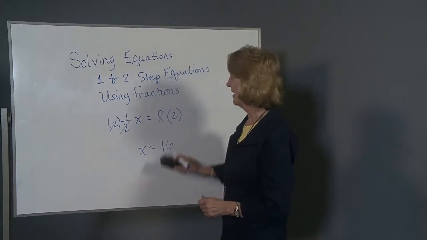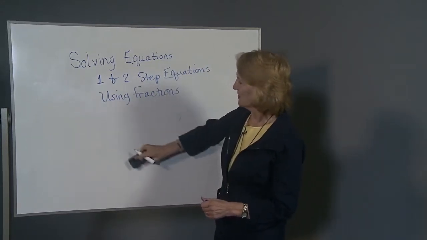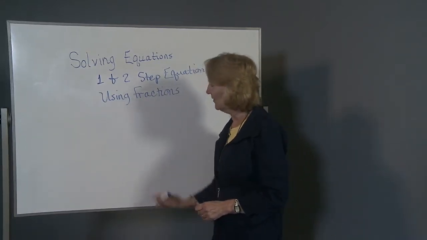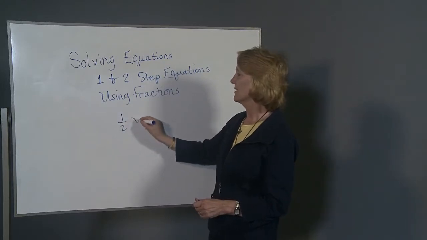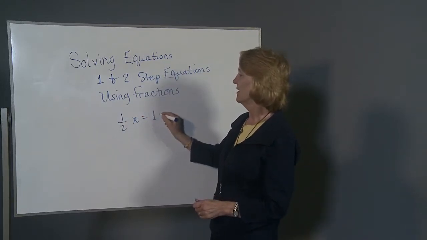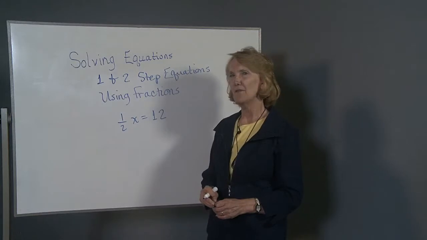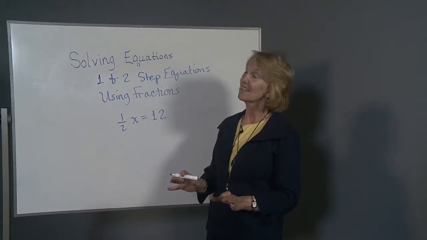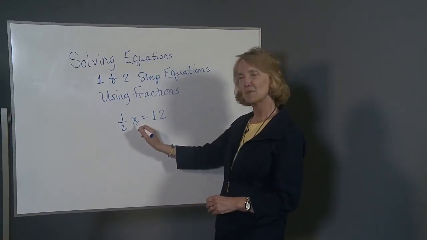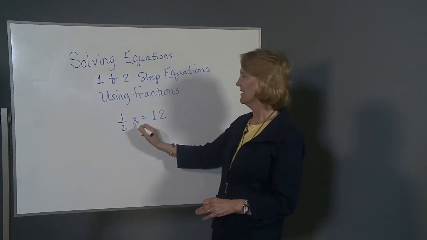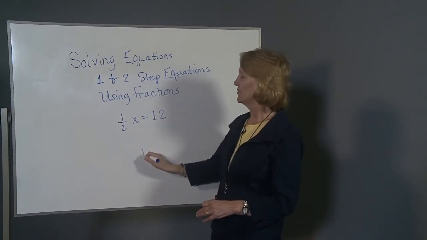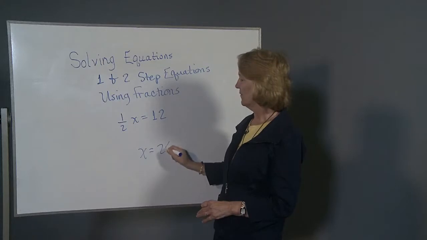Let's do another one. Let's stay with 1/2 because our brains like that number. If you have 1/2 x equals 12, 1/2 of what equals 12? And don't say 6. 1/2 of what? It must have been bigger than 12 because we cut it in half and we got 12. So it must have been 24.